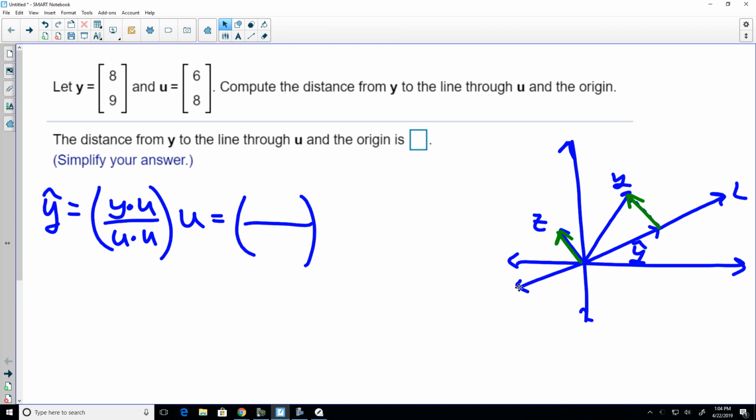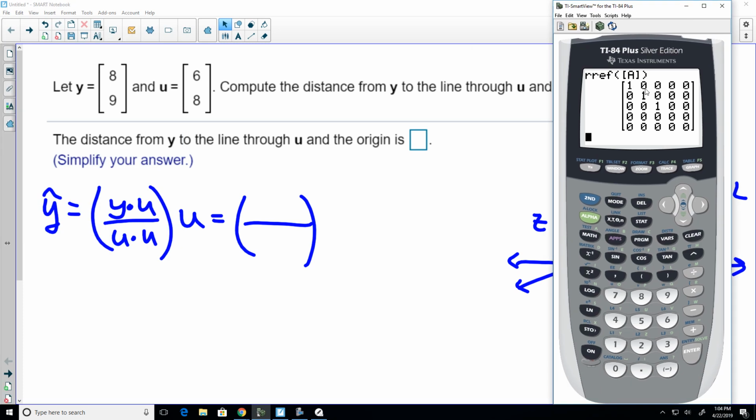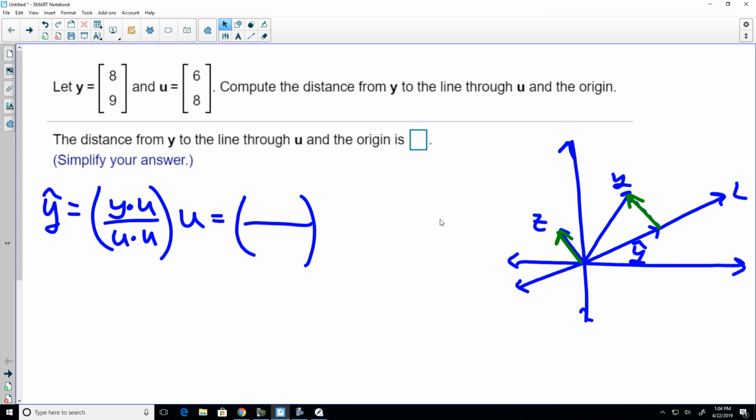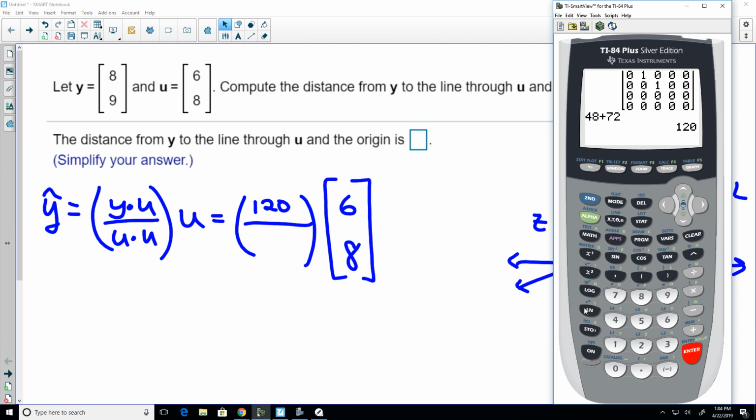I may be wrong. That may be 130. 48 plus 72. 120. I was right. 120. And then u dotted with itself, so it's going to be 36 plus 48. 84.